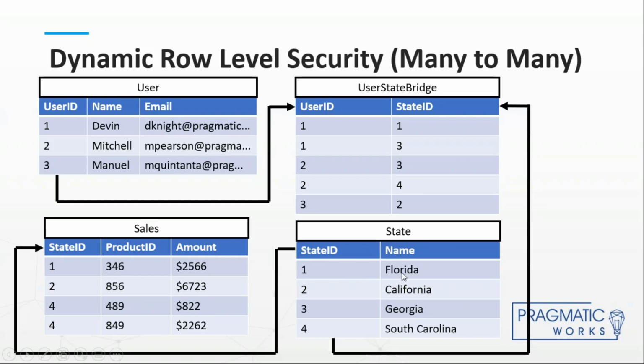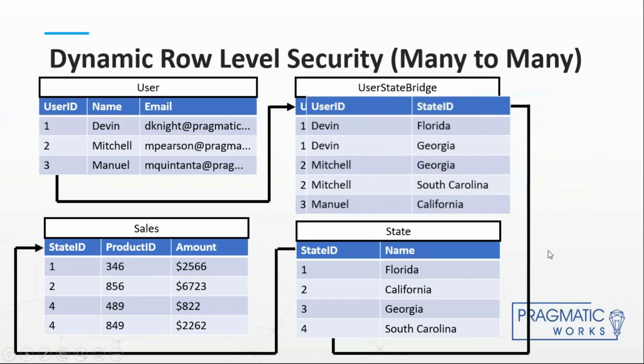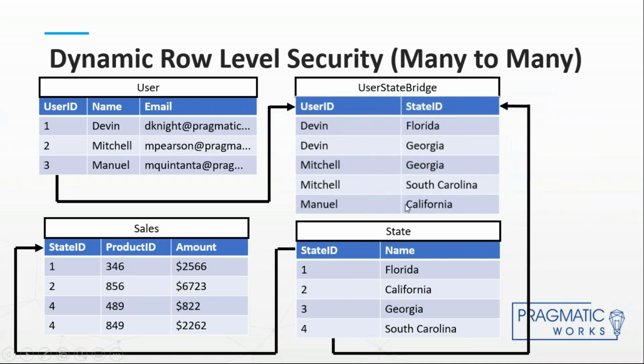And what I'd like to do is restrict which users can see data from specific states. Now, I might have some users that can see data from the same states. So for example, it looks like in this case that Devin and Mitchell can both see the state of Georgia. In fact, let me bring this in to make this a little easier to see. So I've kind of gotten rid of the key values there, but it looks like Devin and Mitchell should be sharing the state of Georgia. They should both be able to see that same information.